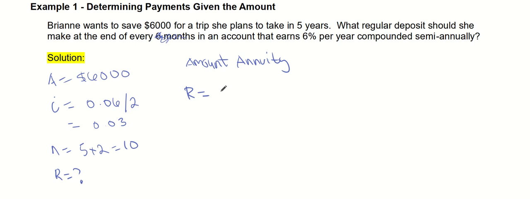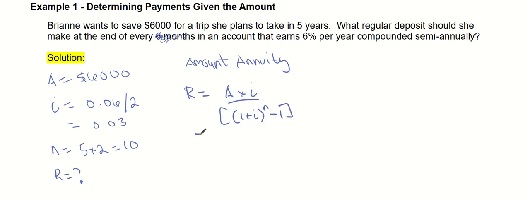The formula is A times I over brackets 1 plus I to the N, minus 1, end brackets.